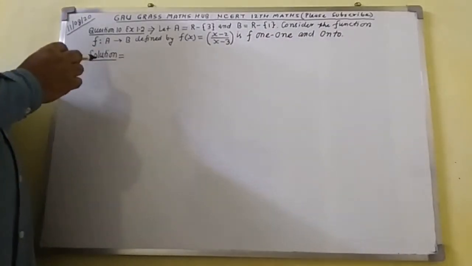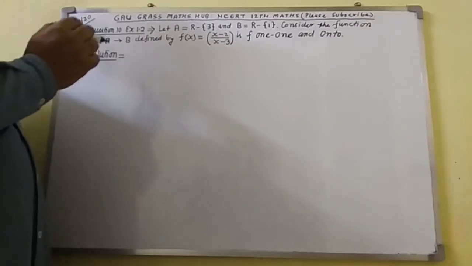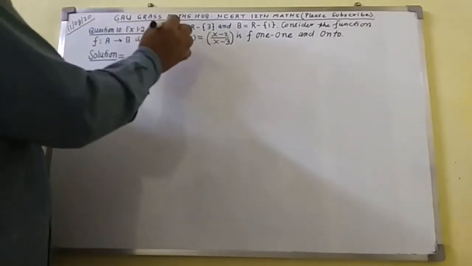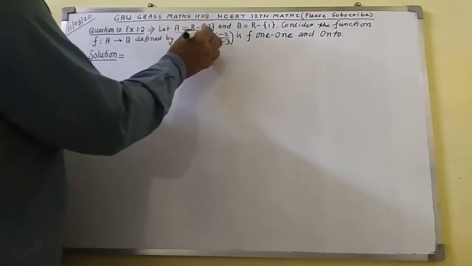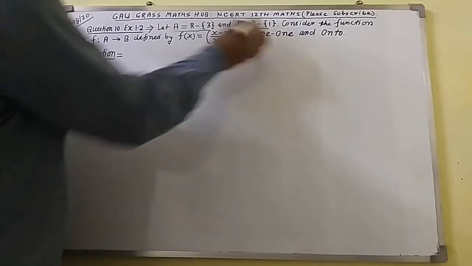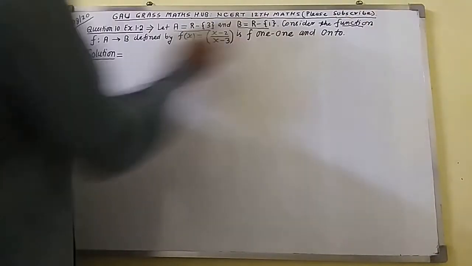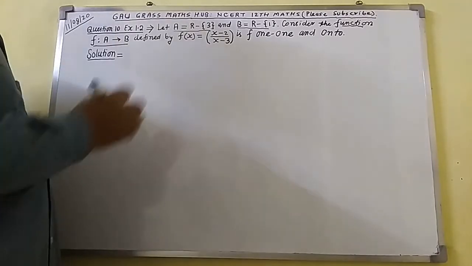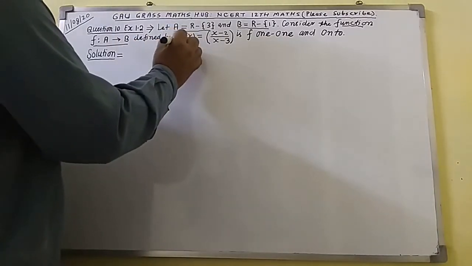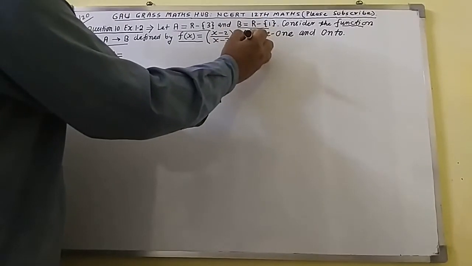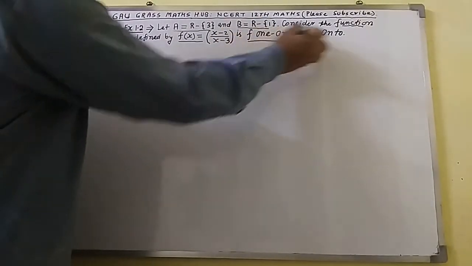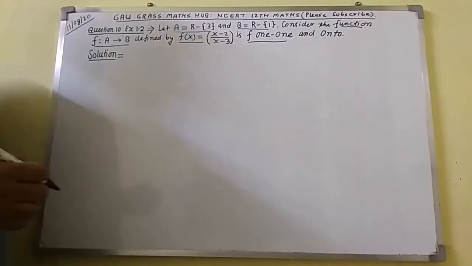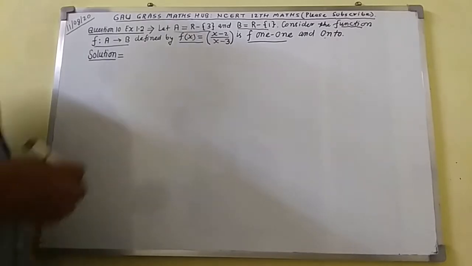Now let us come to the solution. Here you can see the set A is given here, set B is given here. f is a function from set A to set B, defined as f(x) equal to this one. We have to prove whether f is one-one and onto. So what to do here? Let us see how this question will be solved.